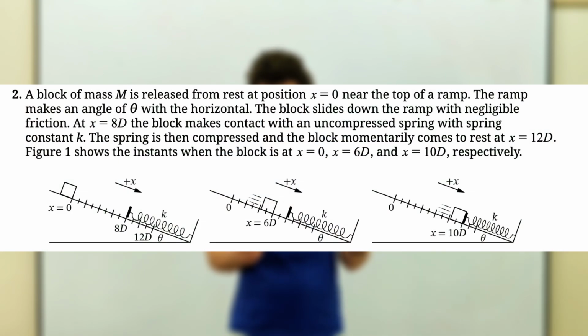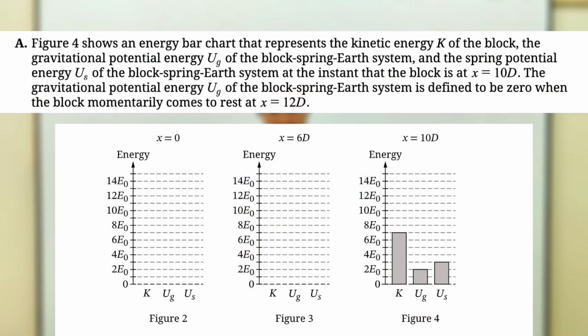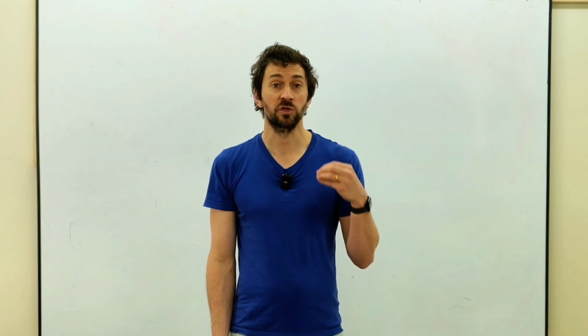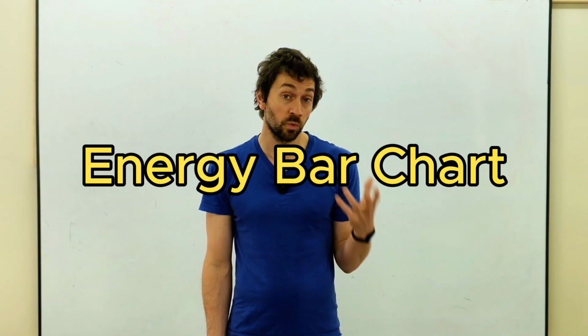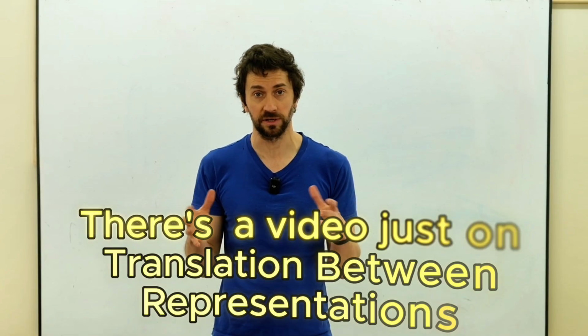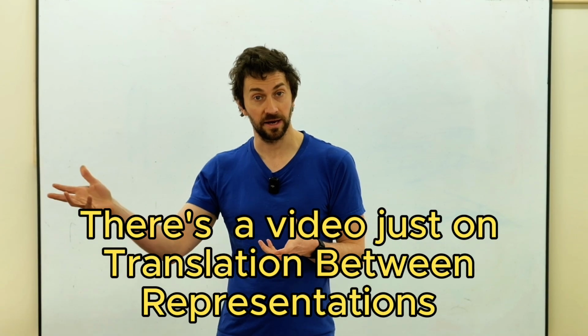A block of mass m is released from rest at position x equals 0 near the top of a ramp. Figure 4 shows an energy bar chart that represents the kinetic energy K of the block, the gravitational potential energy Ug of the block-Earth system, and the spring potential energy Us. Draw the shaded bars that represent K, Ug, and Us to complete the energy bar charts in figures 2 and 3. But the key idea here is we need to do an energy bar chart, which is one type of representation. Again, there are actually more components to this question, and the full breakdown of that will be in the next video.